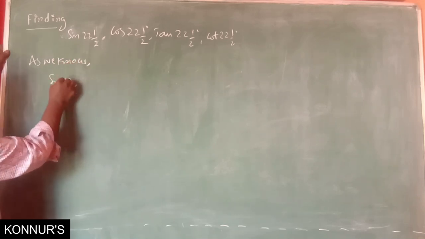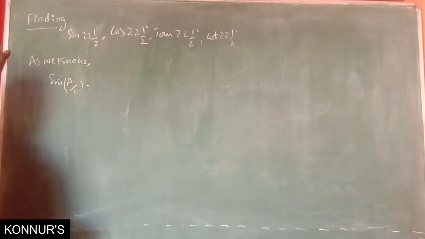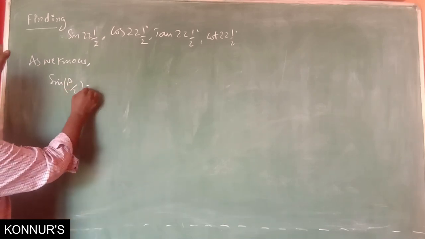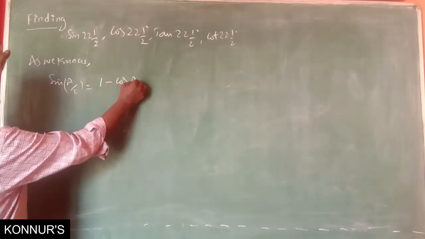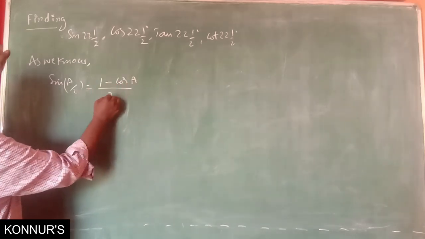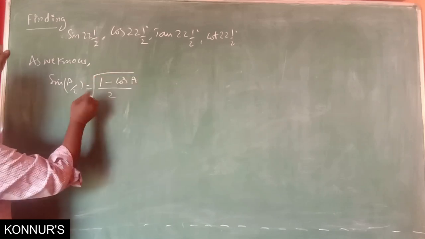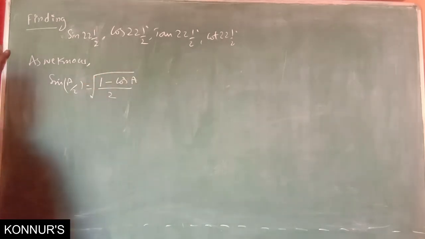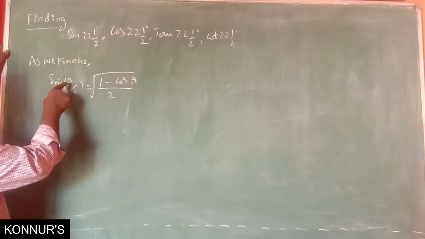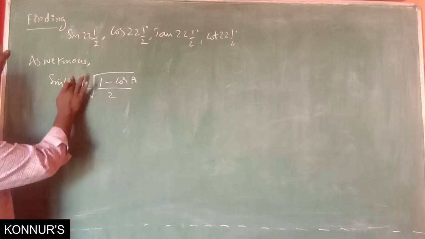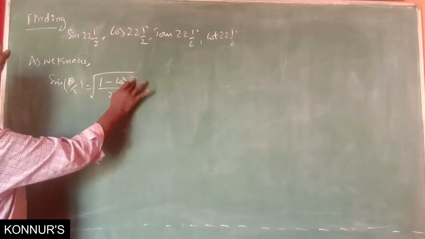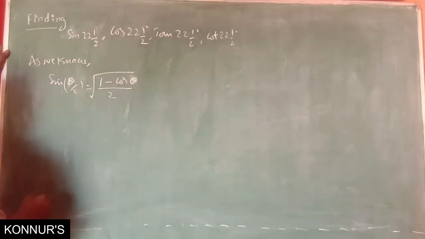already we dealt with this topic. Sine of A by 2 is root of 1 minus cos A by 2. A formula is there, previously I told you. But there I mentioned theta, but here I am writing A. Or otherwise you use theta only.